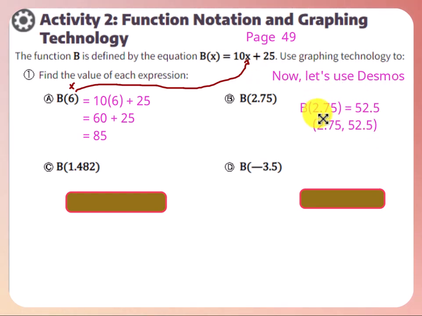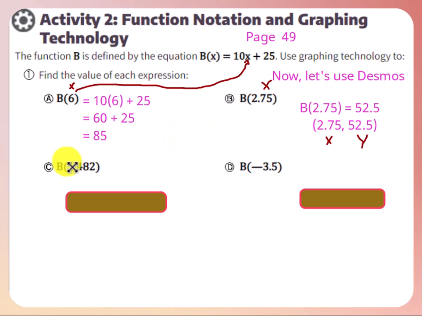Okay, so we're going to substitute in 2.75, multiply it times 10, so that's 27.5 plus 25 is 52.5. Now one way we can write that is the input or the x value, we can write it as a coordinate pair, 2.75, and the output or your y value is 52.5. So there's two ways to write the answers. Think about that, ask questions if you need to.